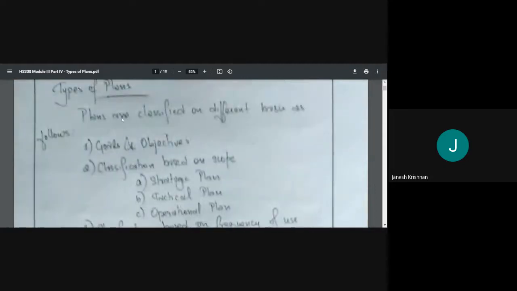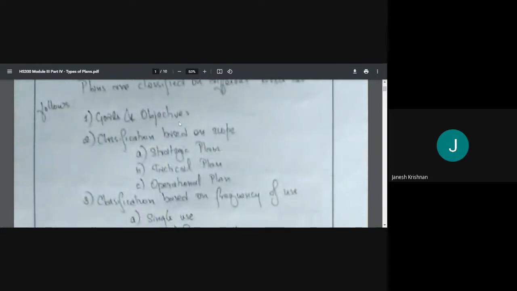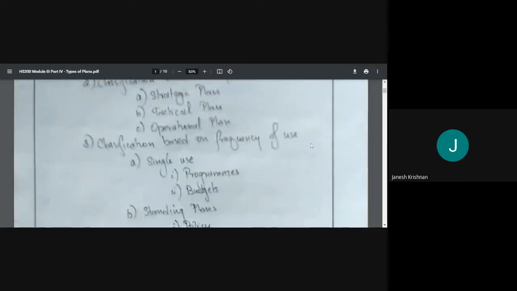Okay? So types of plans are classified into many. There are 6 subheadings under which planning is classified. First one is based on goals and objectives. Then based on classification on scope. Then how many times are we going to use it? That is the frequency of use.